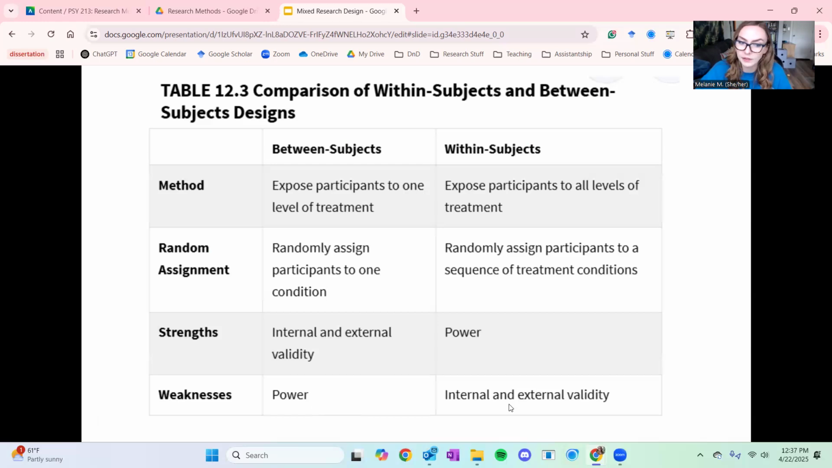And again, this is recapping just the weaknesses. Between subjects, you have less power in terms of that statistical understanding. And within subjects, you just have a whole lot more threat to that internal and external validity. So fatigue, practice effects, and participants starting to guess what it is that your independent variable is. I know I talked more about that, but this is really just a recap as we're pulling everything together throughout the semester.